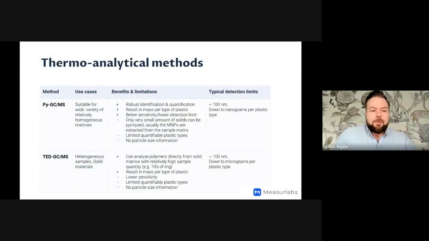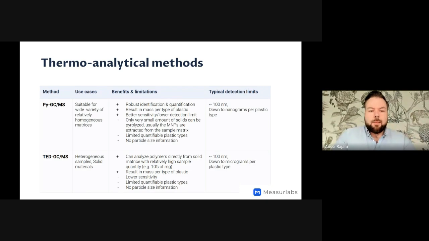Then what are the benefits and limitations of pyrolysis GCMS and TED GCMS? So pyrolysis GCMS is much more commonly available in laboratories and well suited for a wide variety of relatively homogeneous matrices. It provides a robust identification and quantification and results in mass per type of plastic natively.